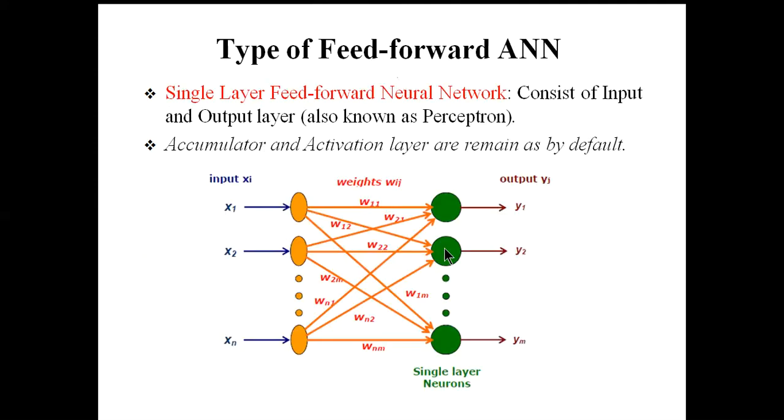Now we can classify feed forward artificial neural networks into two types. One is the single layer feed forward neural network. Okay, so the single layer feed forward neural network is basically the simplest artificial neural network, which consists of basically an input layer and an output layer.